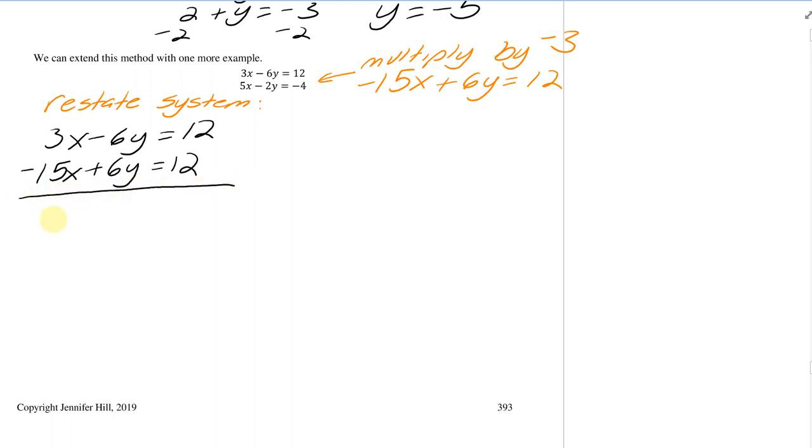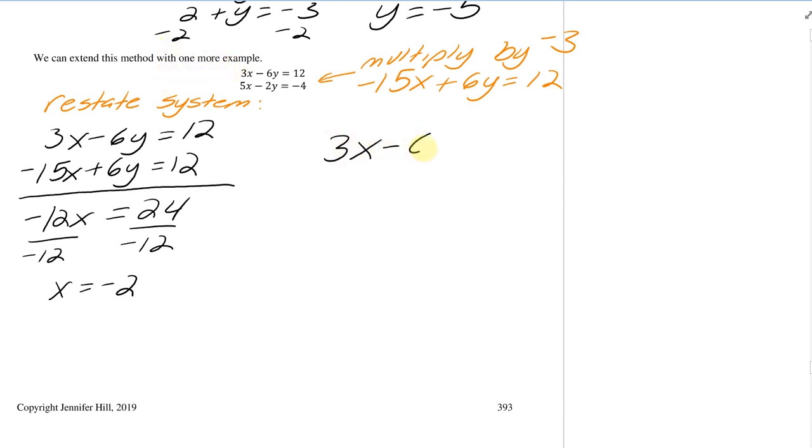Okay, so if I add these straight down, I get negative 12x equals 24 because negative 6 and positive 6 canceled out. So now if I divide all sides by negative 12, I get x equals negative 2. Okay, cool. So now what I can do is plug this back into one of my original equations. Again, it doesn't matter which one you want to do. I'm just going to plug it into the first one.